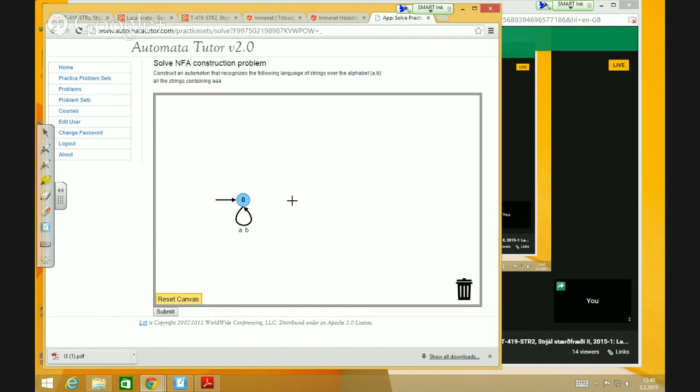Okay? Well, we don't want to be in this loop forever because we want to check for AAA, 3 A's in a row. So what is it that we do? Well, at some point, we guess that the A symbol that we read is the start of the pattern AAA. Okay, now we have to change state. Why? Because we want now 2 more A's.